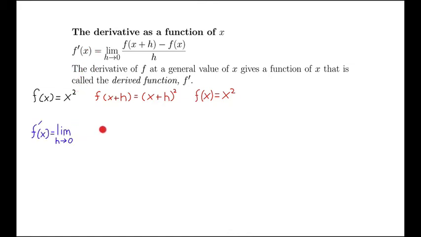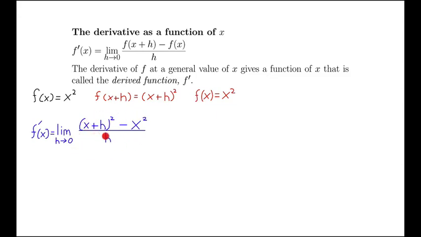F prime of x will be the limit as h goes to 0. In for f of x plus h, we put x plus h squared, and then we subtract. In for f of x, we put x squared, and then we divide the whole thing by h. So now we need to figure out this limit.